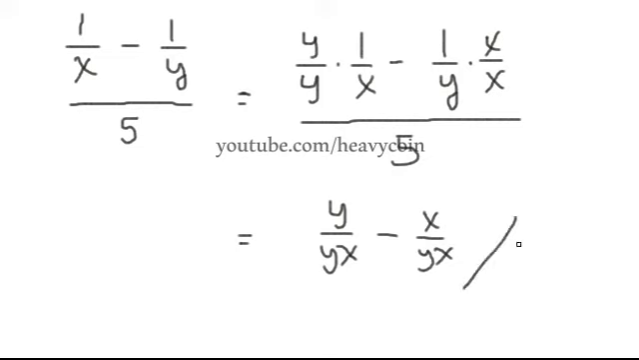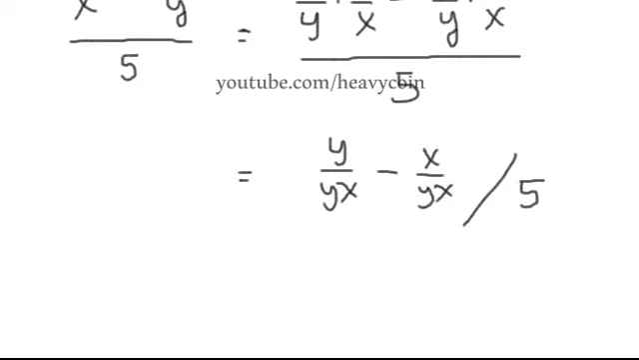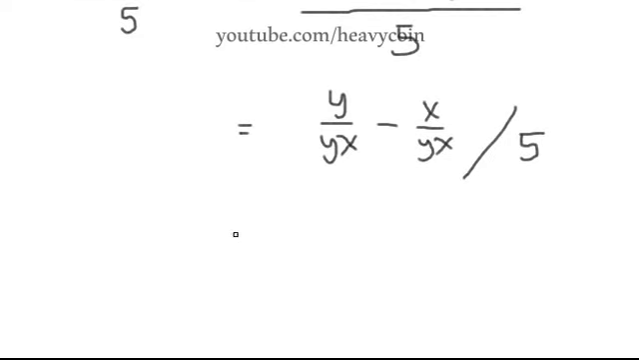And you know what, I'll do it like this. Have you ever seen it like that? Right, same thing. This bar, same thing. Alright. So we're going to join these into one single fraction, so you get y minus x over yx. And of course that's all over 5. I'll write it like that now.